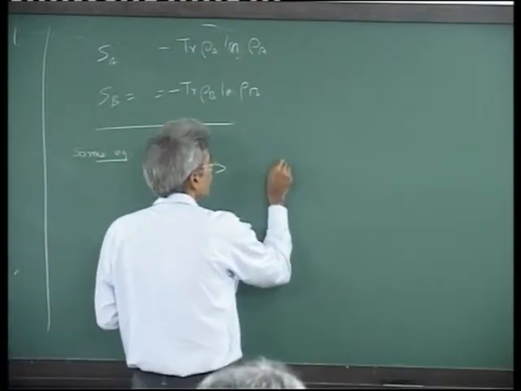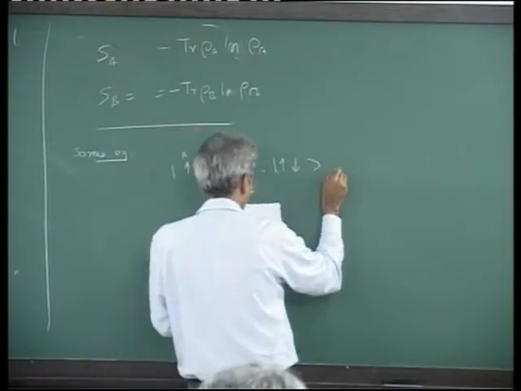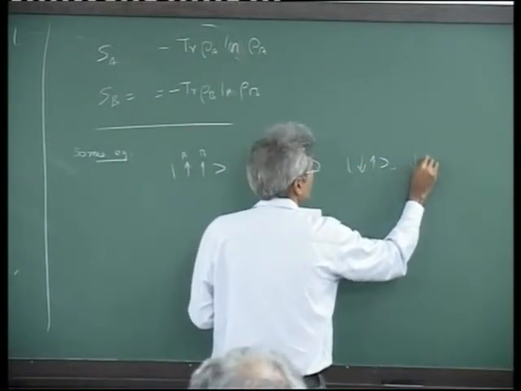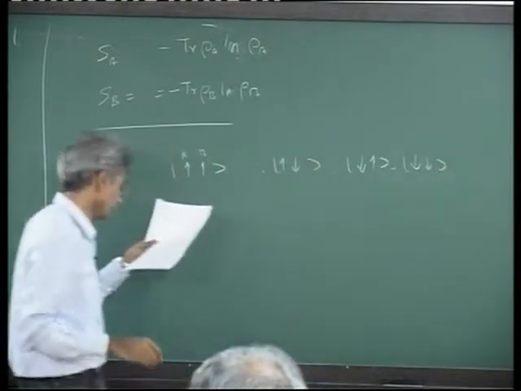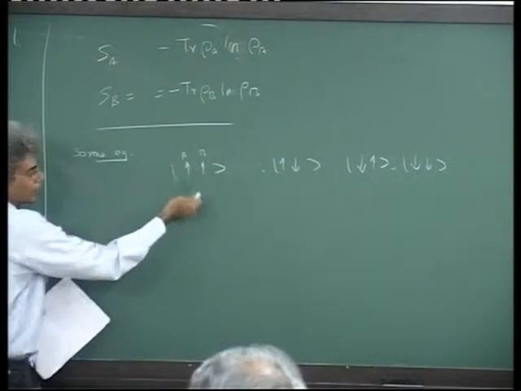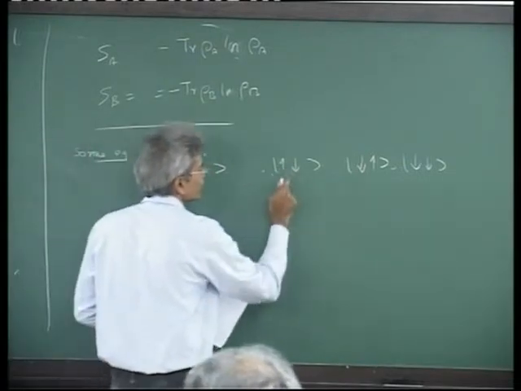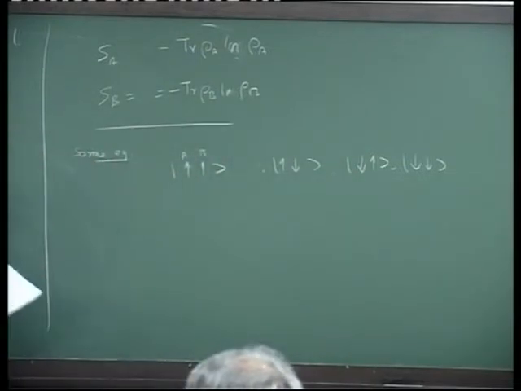Up up, up down, down up, down down. So A is the states of the first system, B is the states of the second. So this is A, this is B, the second one. So I hope that is clear.